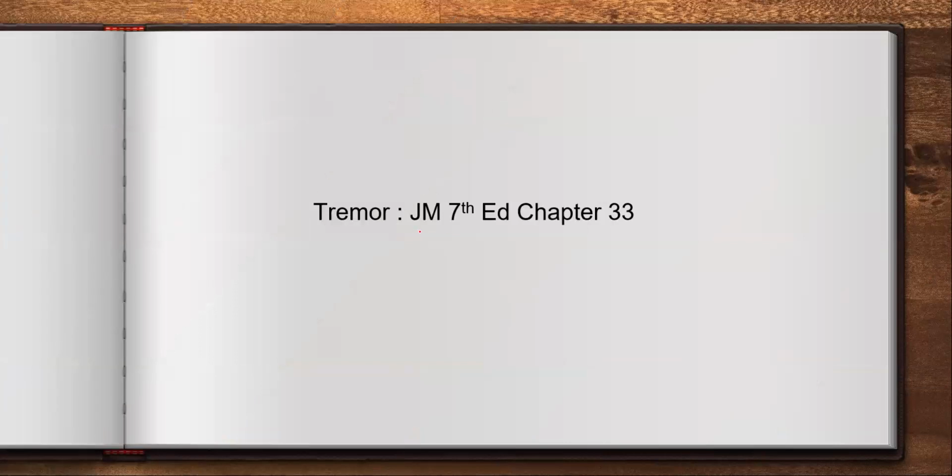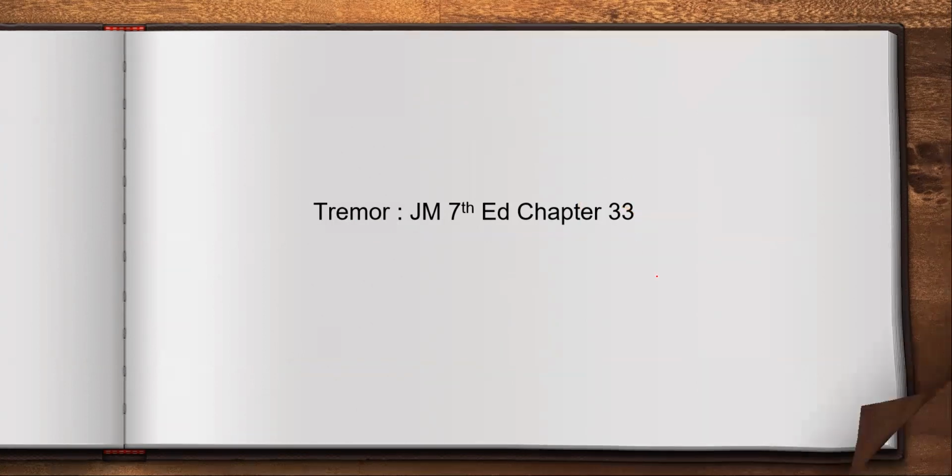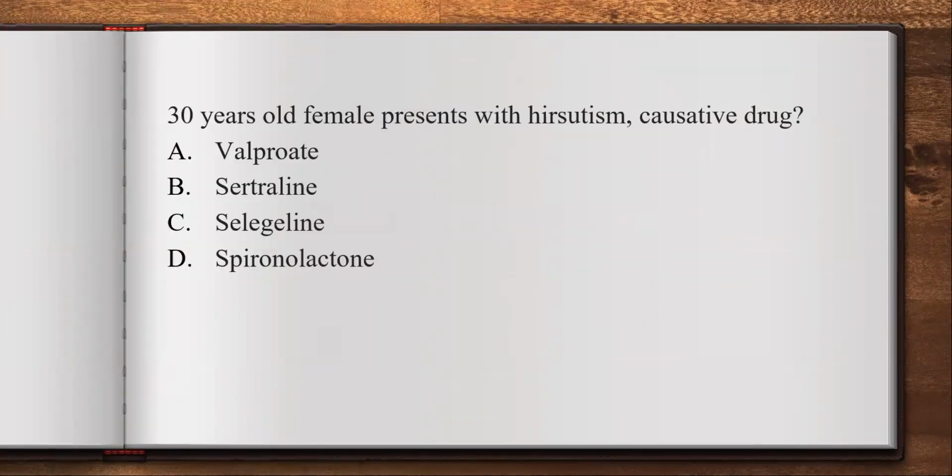And if you go to the neurological dilemma in JM7 chapter 33, you will get everything written very well in that chapter.